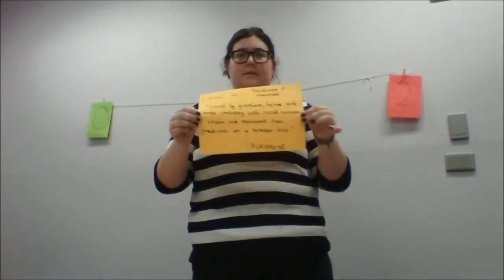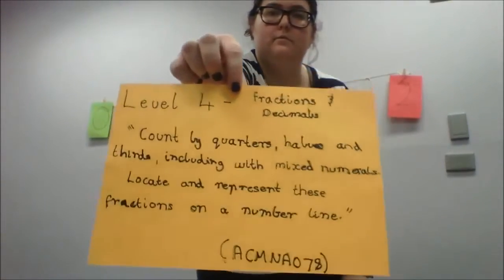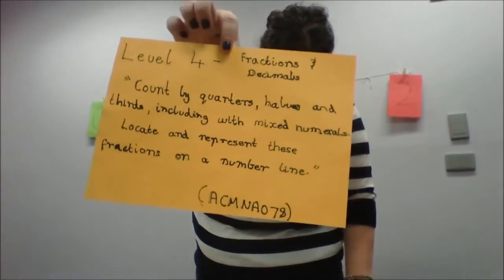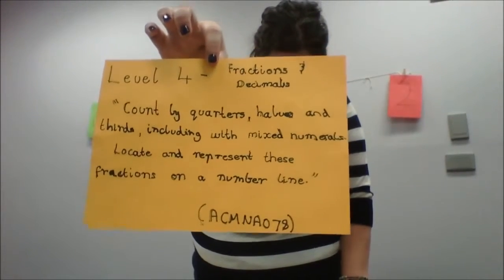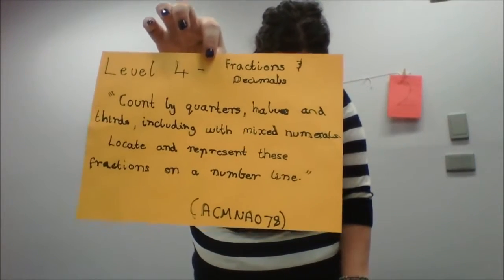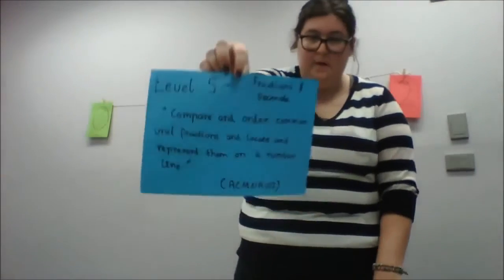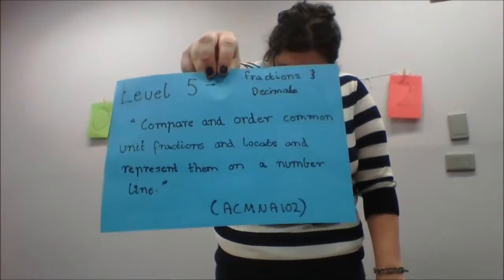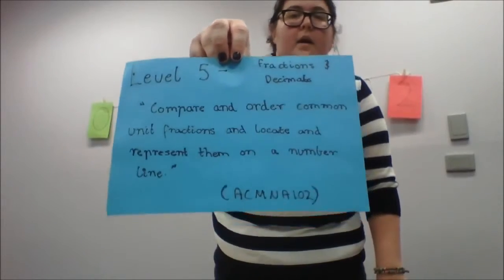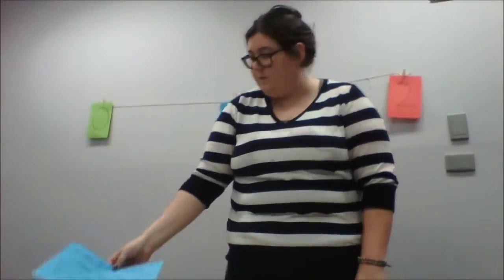The idea we've chosen is for grade 5s and grade 6s who might need more extension with fractions. And our AusVal links are count by quarters and halves and thirds, including with mixed numerals, locate and represent these fractions on a number line. So we're going to work with a number line activity. And we've also got another AusVal link, which is compare and order unit fractions and locate and represent them on a number line. And so that's what we're going to do today. We're going to put them on a number line.